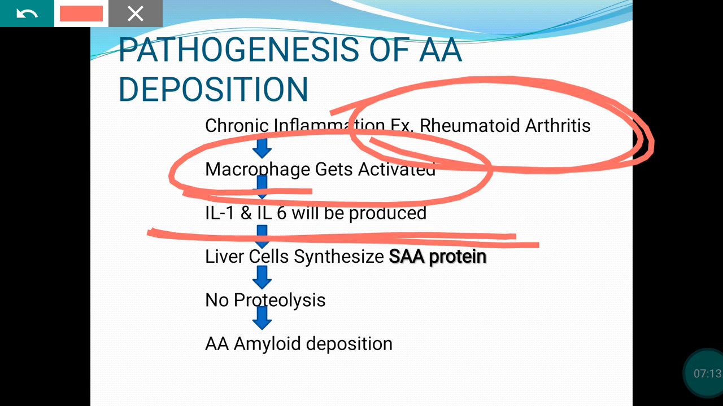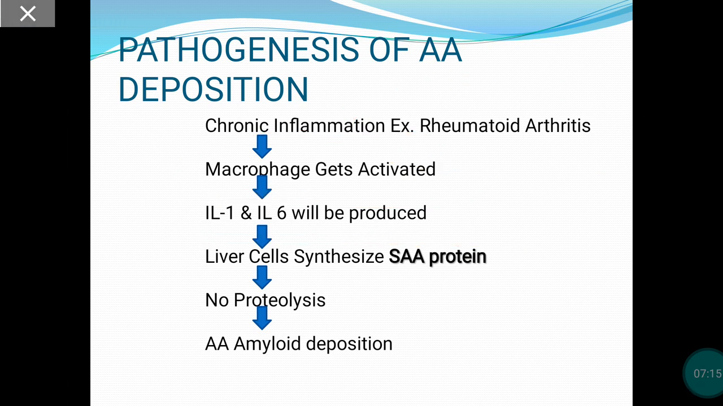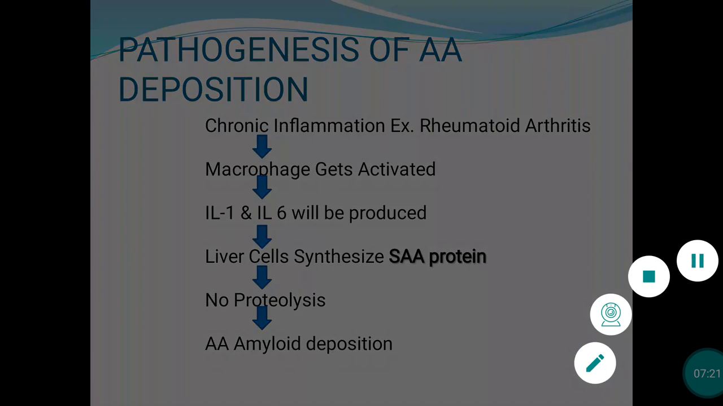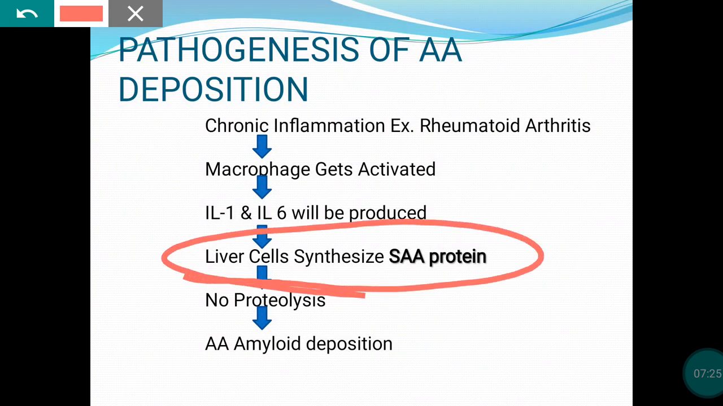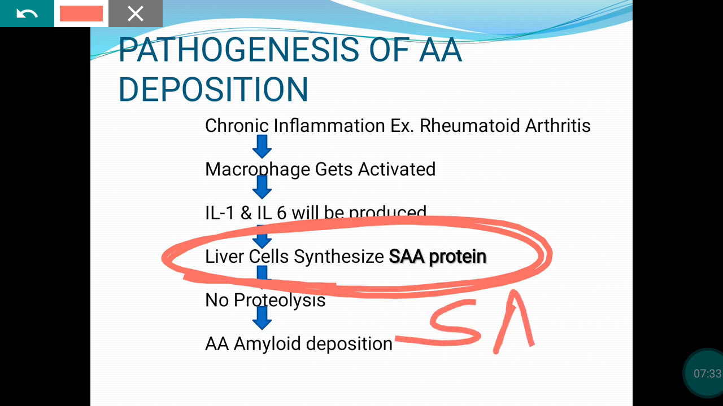Now, this interleukin 1 and 6, that is inflammatory mediator, will activate the liver cells, liver hepatocytes, to synthesize one acute phase reactant. In the inflammation, this acute phase reactant is increased. That's it, that is SAA protein, serum amyloid associated protein.